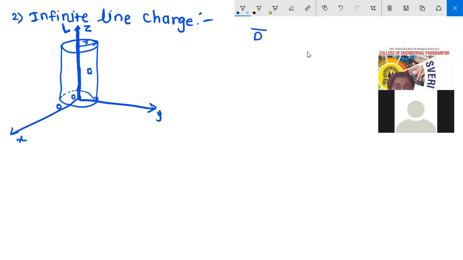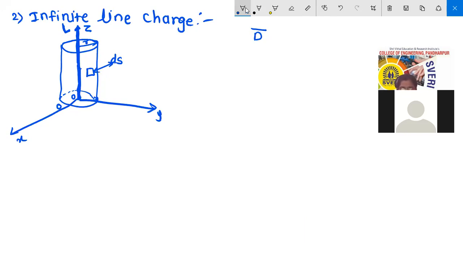There will be a number of charges on this line, and what we are doing is finding this D bar. Now consider the small section. This small section is nothing but your dS. The application is not different. Okay, this is your dS.